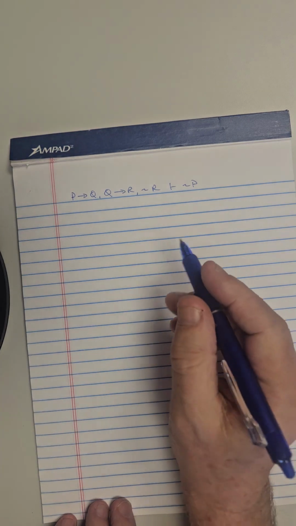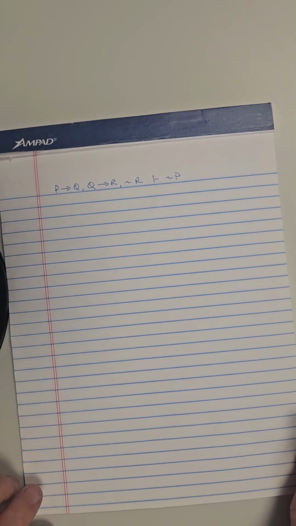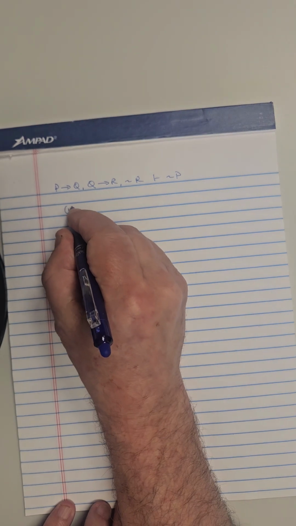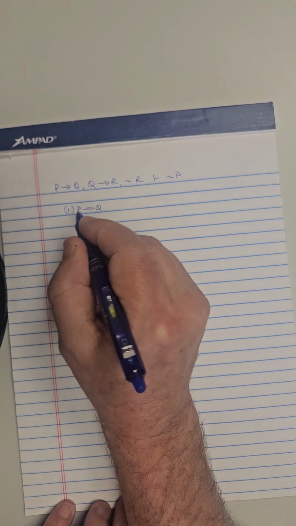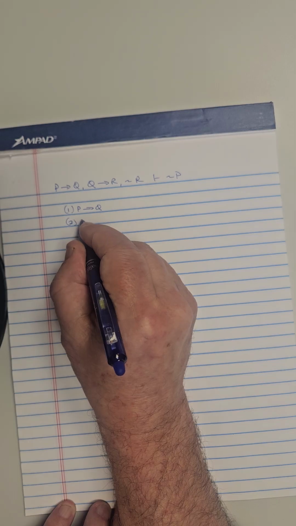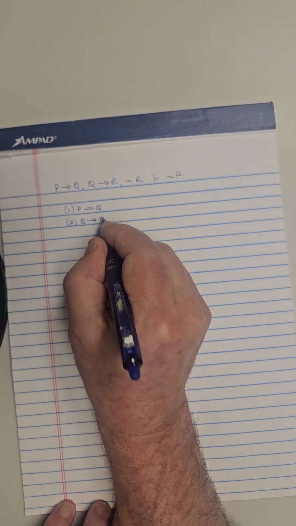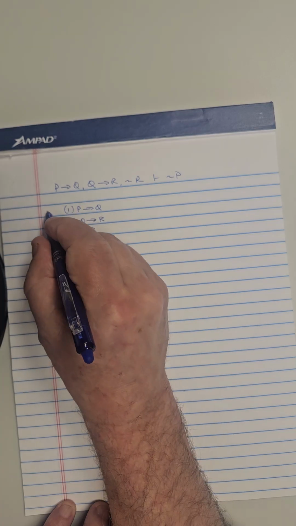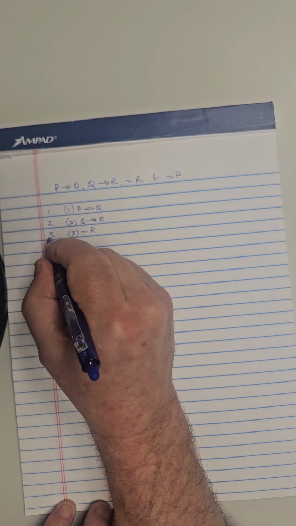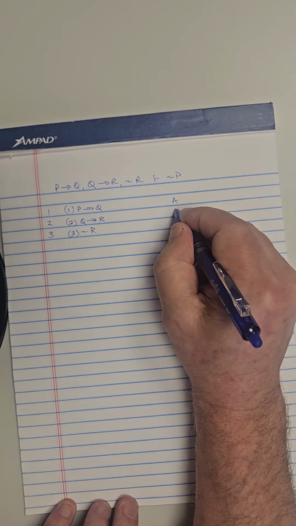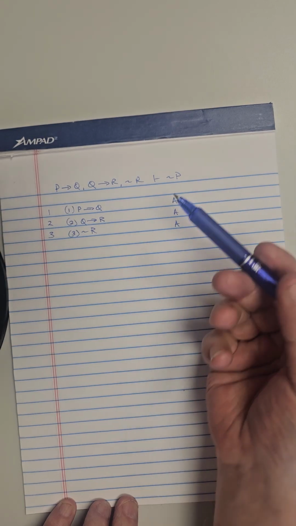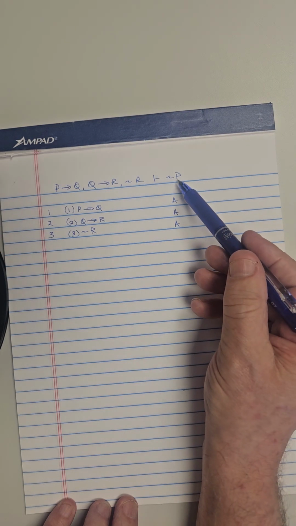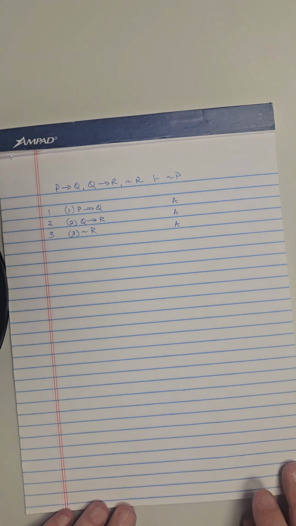Here is a valid sequent that we cannot prove with the rules that we've so far looked at. We have two conditionals as our first two premises, if P then Q, and if Q then R, and the third premise is not R. So these are our three assumptions. And what we're trying to prove is it's not the case that P.